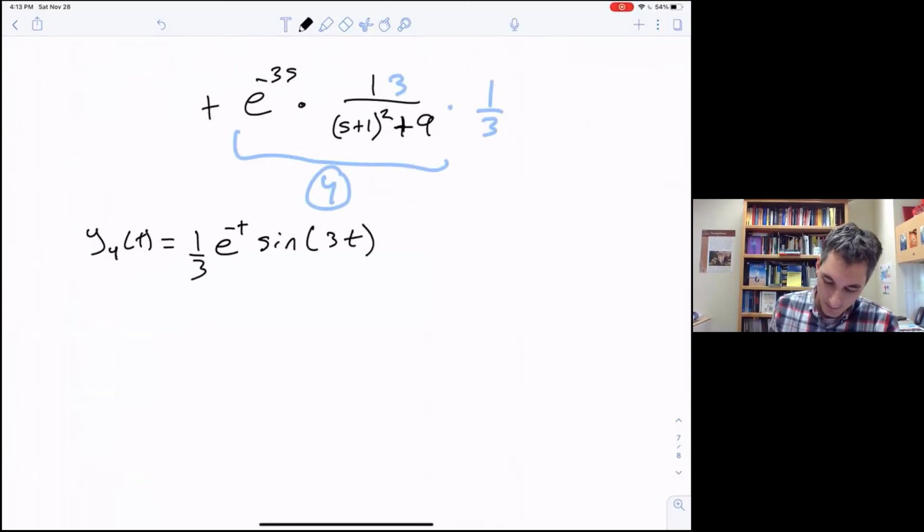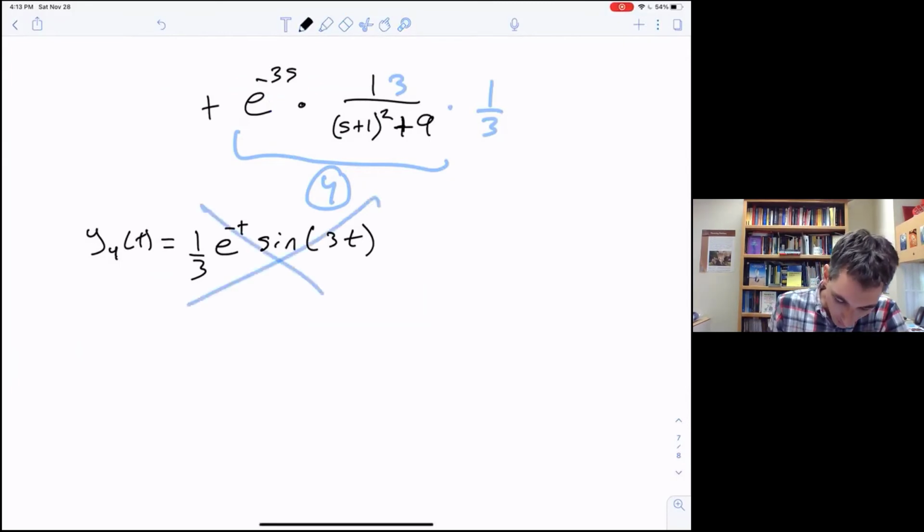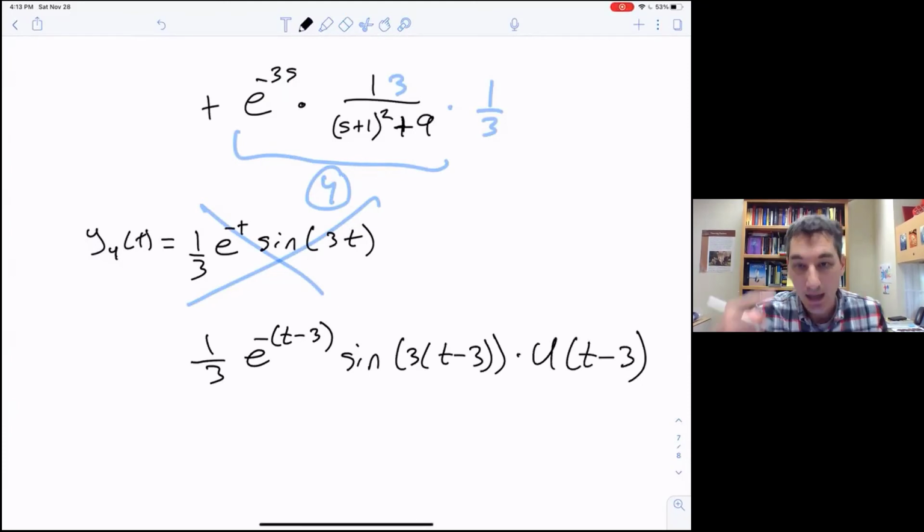That's what this would give you, right? 1/3 e to the minus t sine of 3t. But because we have the e to the minus 3s, that's not going to be right. We're going to have to shift it by 3, or t equals 3, and then turn it on at t equals 3. So that's not quite right. We're going to need 1/3 e to the minus (t minus 3) sine of 3(t minus 3) times u(t minus 3). Turn it on at t equals 3.